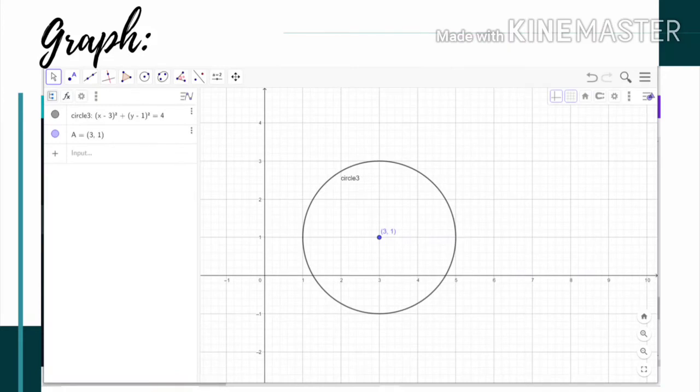So here it is. This is now the graph of our third circle, which has the standard form x minus 3 quantity squared plus y minus 1 quantity squared is equal to 4, which is our r squared. So we have here the center of our circle at (3, 1). And we also have the radius, which is 2. So this is now our circle 3.